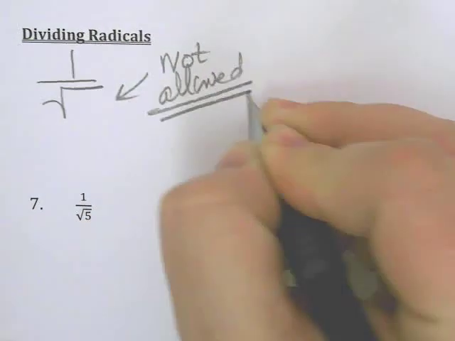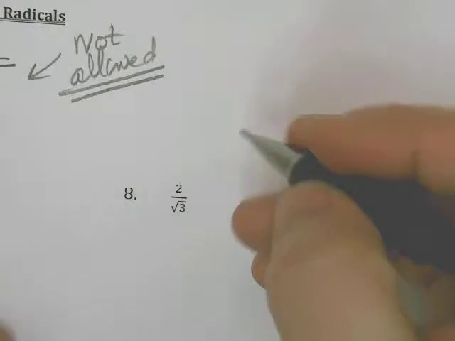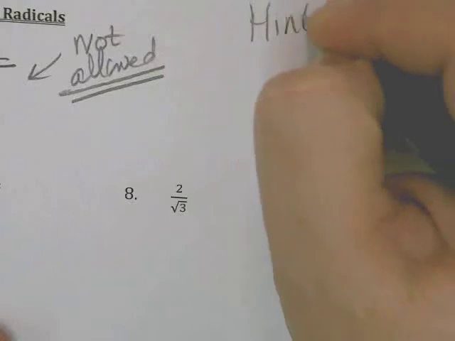Okay, so let's do an example. And actually, let me write some hints up here. This is what I want to do. My hint is always try and reduce first.